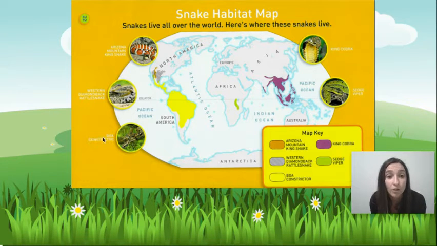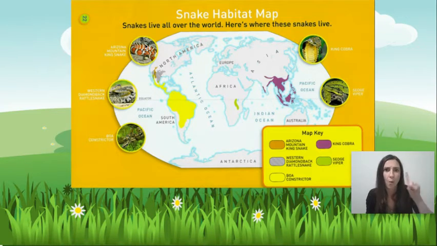This is the boa constrictor. Let's find the boa constrictor on our map key. It's yellow. So any places highlighted yellow are where the boa constrictor lives. King cobra. Oopsies, king cobra. That's that picture. And the map key is telling us that any place shaded purple is where the king cobra lives. Sedge viper. That is green. So any place that's green is where the sedge viper lives. And guess what? That snake lives in Africa.